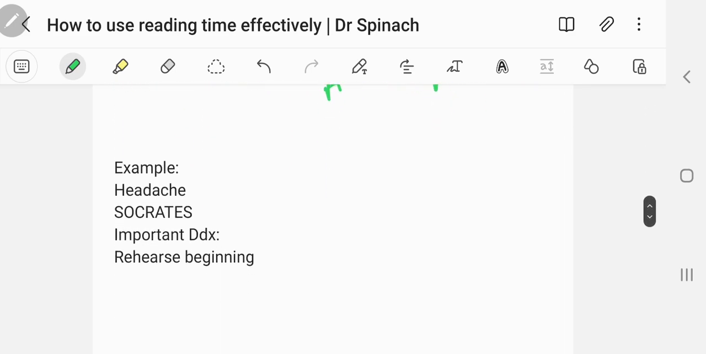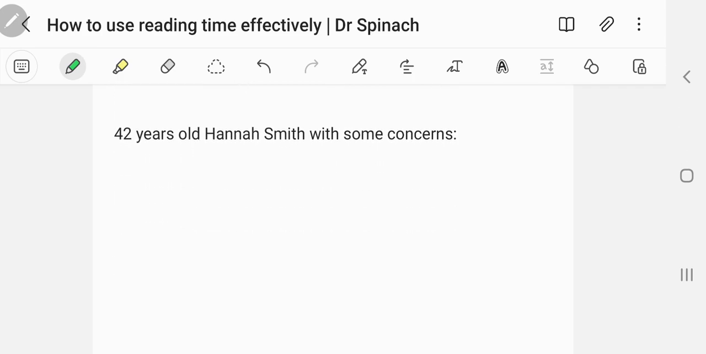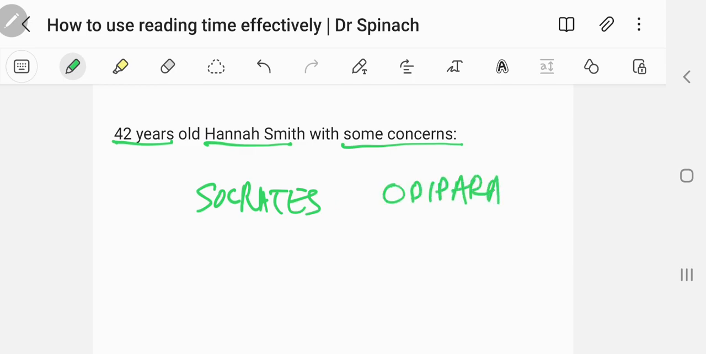So actually, I wrote the example here, and now let's take another example where nothing is given, where only something like 42 years old Hannah Smith came to you with some concerns. What are you going to do at this moment? You are still going to think about SOCRATES. You're still going to think about OPQRST. Why? Because maybe she came with some complaints of headache or any pain, or let's say something other than pain. We don't know yet, but let's be prepared.